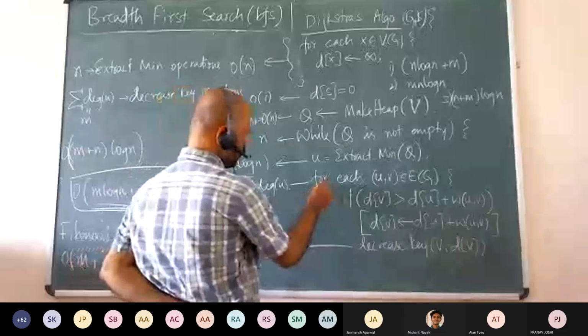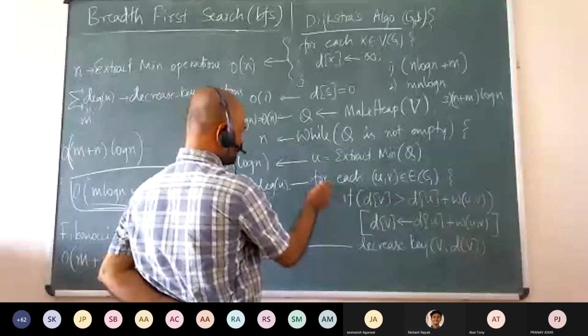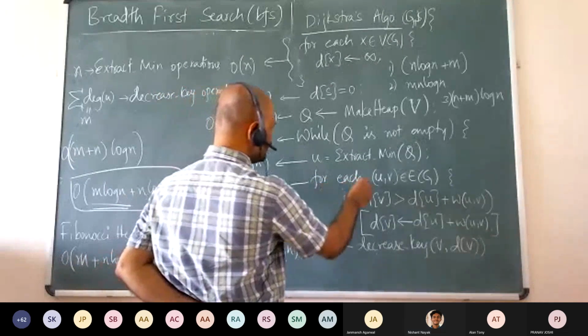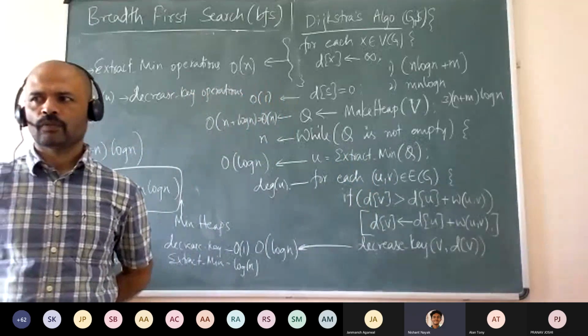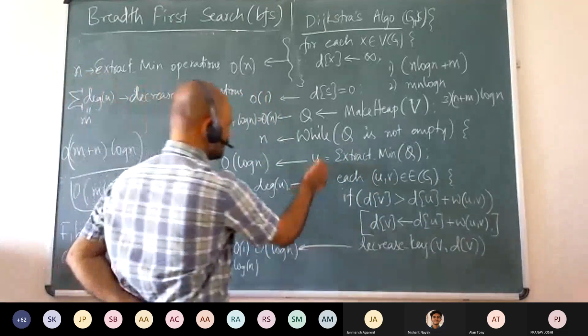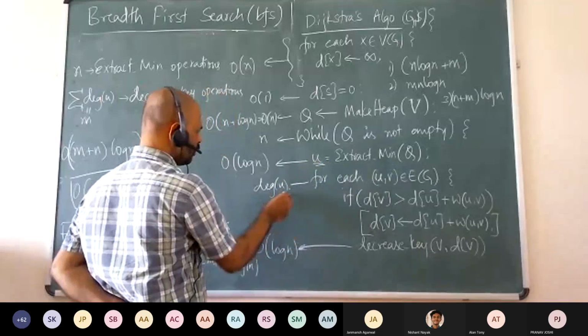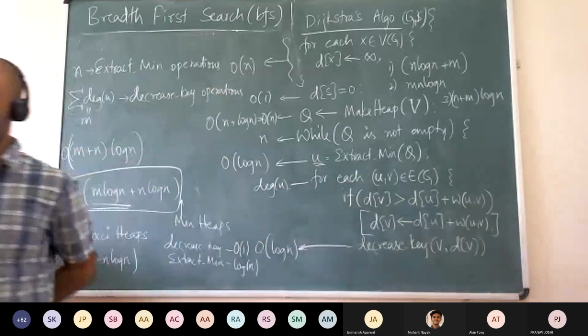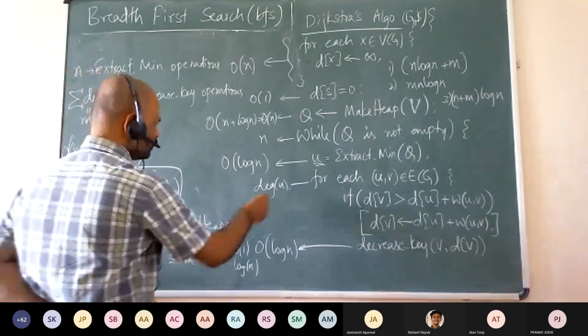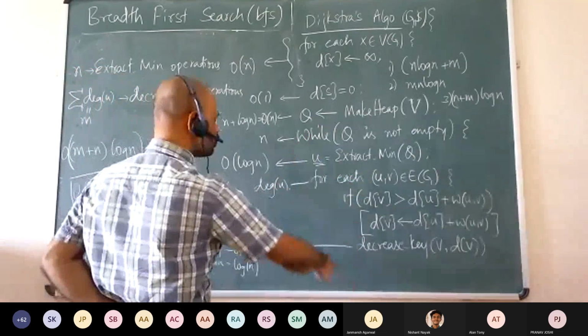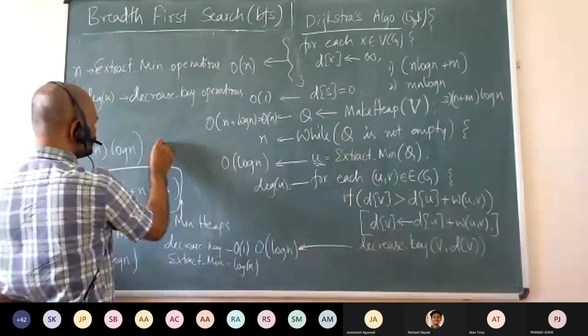Okay, wonderful. Now look at the for loop here. When do we run the for loop? We run it for each of the neighbors of u, right? So when we extract u, we will run it degree of u times, at most. It can be lesser than that also, at most degree of u times. So if you take the whole algorithm, how much would it be?